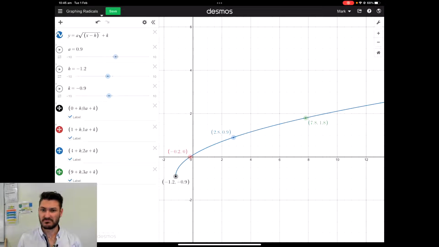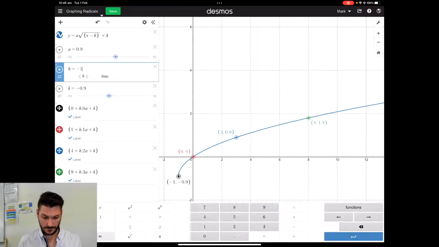Now why am I showing you this interrelation? First of all, it's important for you to know how a radical operates, what it looks like for various values of a, h, and k. But also I'm showing you this because this is how I graph them. If I'm solving a problem and it says graph some radical with these coefficients or these variables within it, all I'm going to be doing is thinking about those original points.